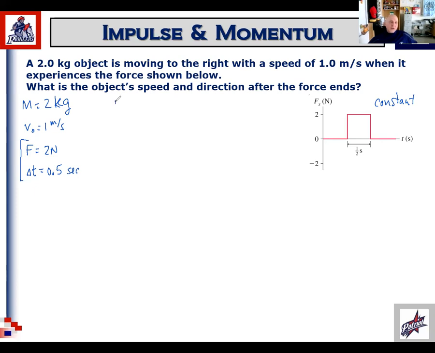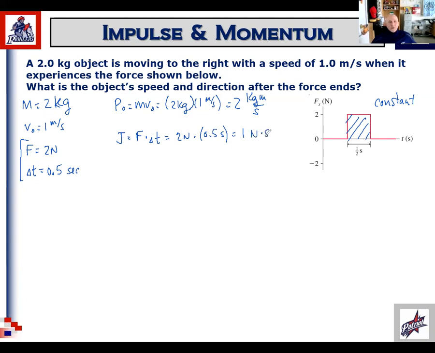So what we can calculate, first I would calculate the initial momentum of this object. Really easy math, 2 times 1. Then I would calculate the impulse. Since we know that the area of this graph for a constant force is simply going to be force times time, so 2 newtons times 0.5 seconds is 1 newton second.